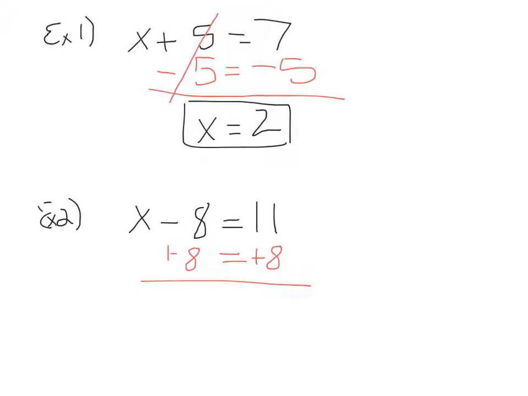Okay, so 11 plus 8 is 19. And positive 8 plus negative 8 will cancel out because a positive plus a negative of the same value equals 0. So I've got x is equal to 19.